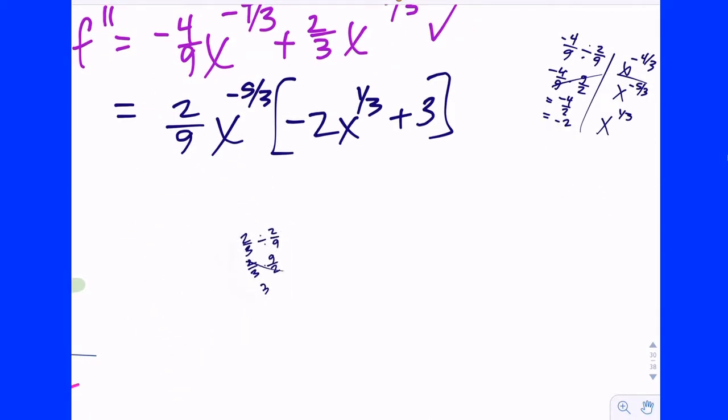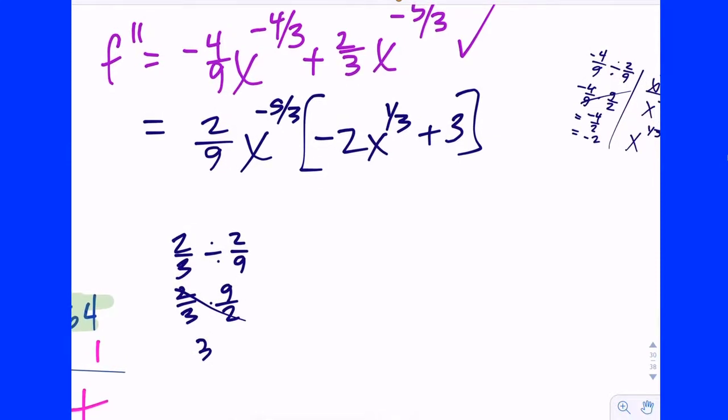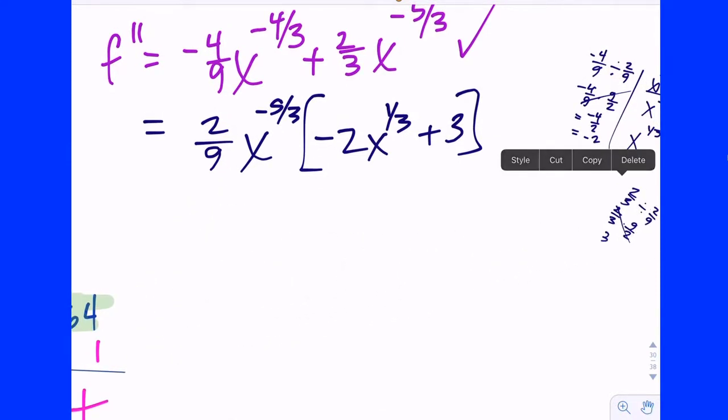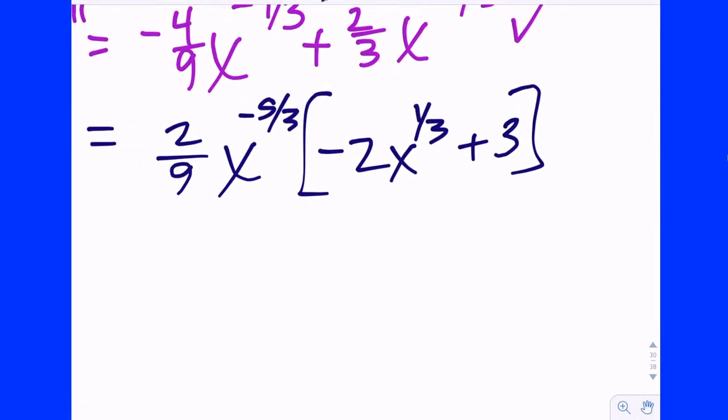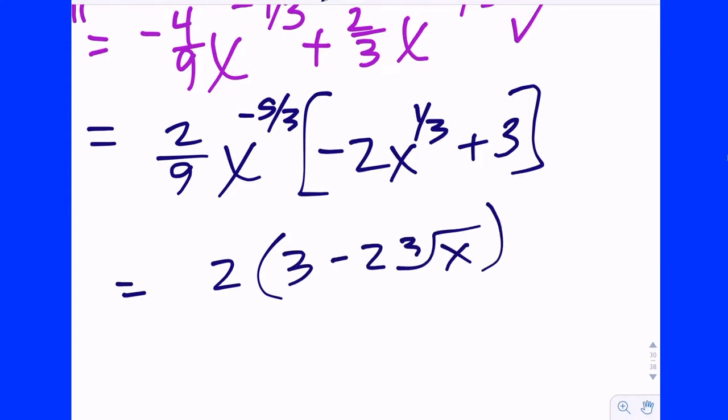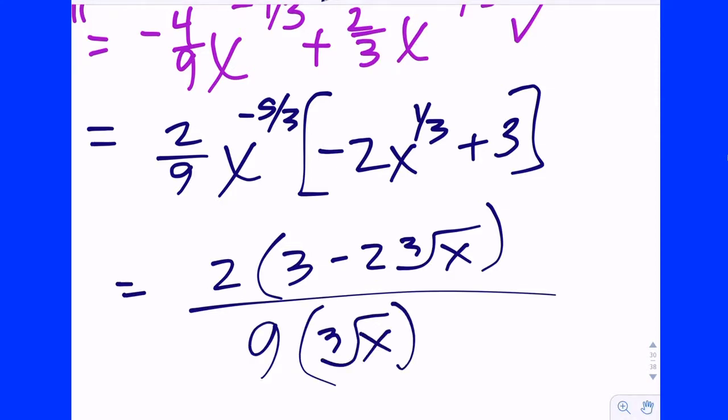All right, so all that little stuff off to the side, we'll just send it over there. It was just to help me. Now notice how quickly this will clean up. I'm going to have a 2 in the top, and then I'm going to have a 3 minus 2 cube root of x, if you want to clean up what's in the brackets. And in the bottom, I have a 9 cube root of x to the 5th power.